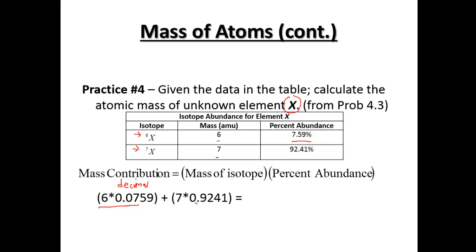So 0.075 times 6, and 7 times 0.9241. When we get those two numbers, the first one's about 0.454. The second one, 6.4787. When we add those two numbers together to get our weighted average, it's about 6.941. If you were to look on the periodic table, that element would be lithium. So lithium on the periodic table would be this element X. Now that's our weighted average.